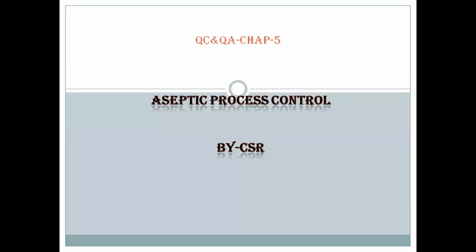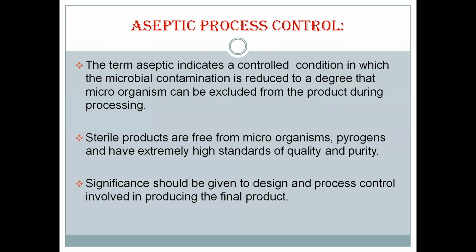So the topic is aseptic process control. What is the meaning of aseptic? The term aseptic indicates controlled conditions in which microbial contamination is reduced so that microorganisms can be excluded from the product during the processing. And sterile products should be free from microorganisms, even pyrogens, and should have extremely high standards of quality and purity. So importance should be given to design and process control involved in producing the final product.